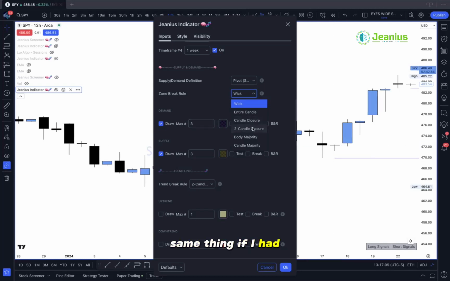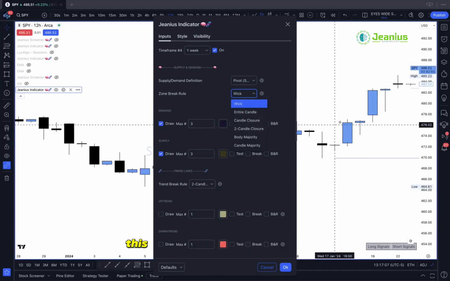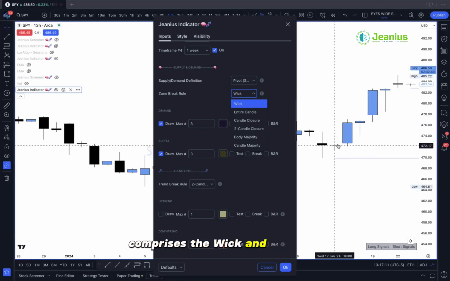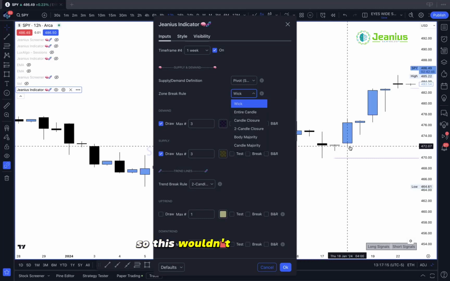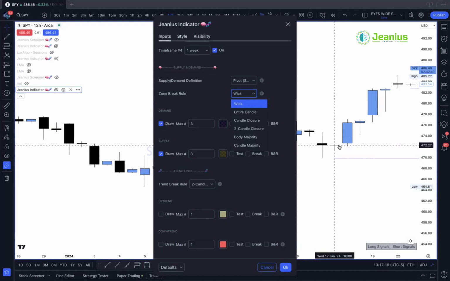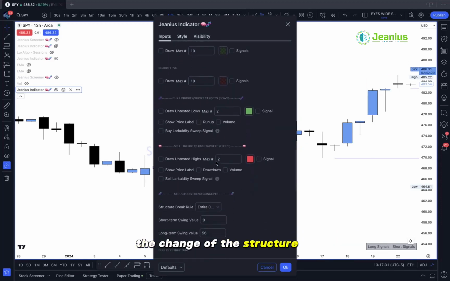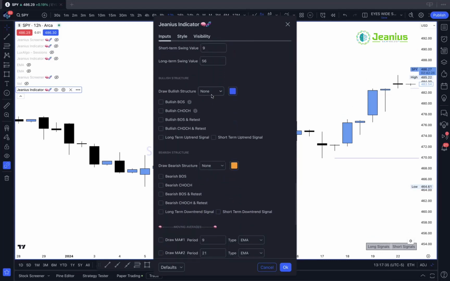Same thing if I had entire candle, this wouldn't be the entire candle because the entire candle comprises the wick and the body, the high and the low. So this wouldn't work because part of this candle is still touching within this candle's range. And so that break rule wouldn't even work here. But I'll show you exactly what it really looks like once I start tackling the change of structure. Where are we at? Structure. Yeah.